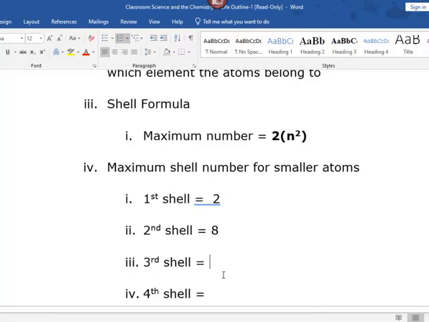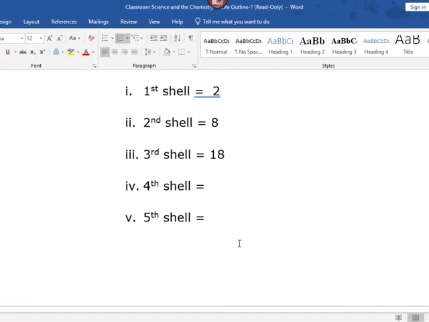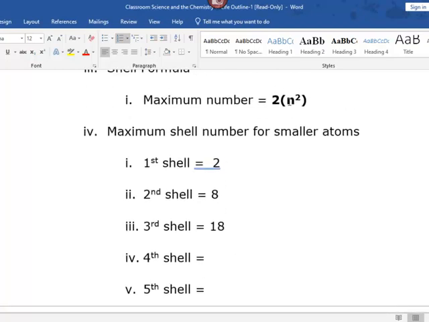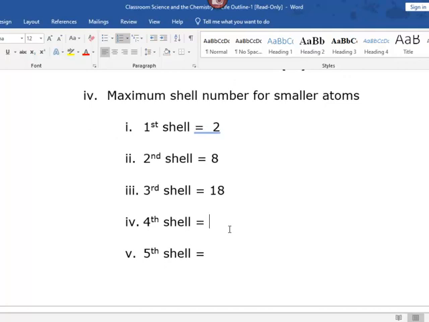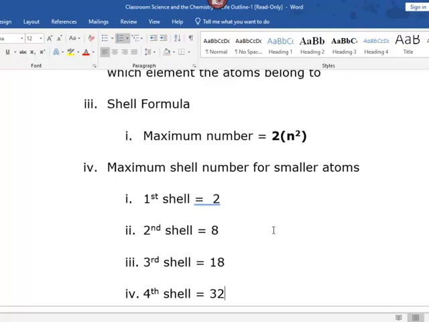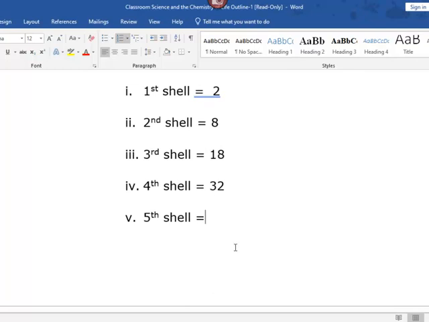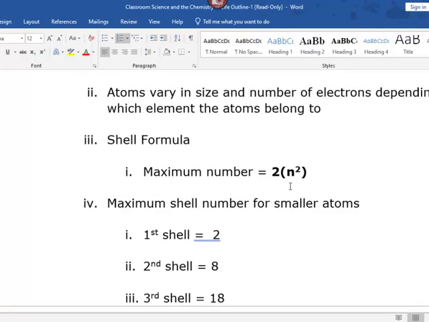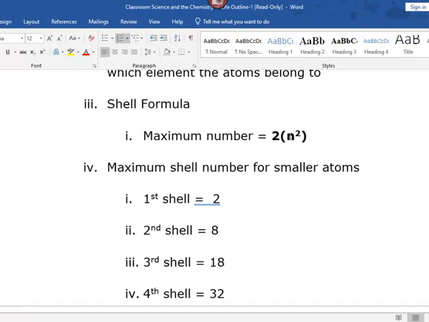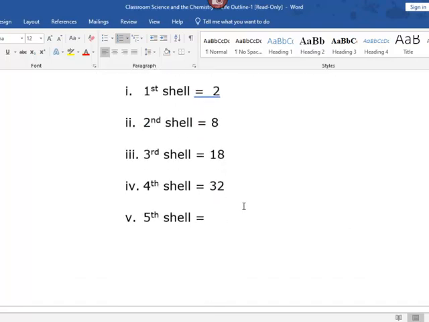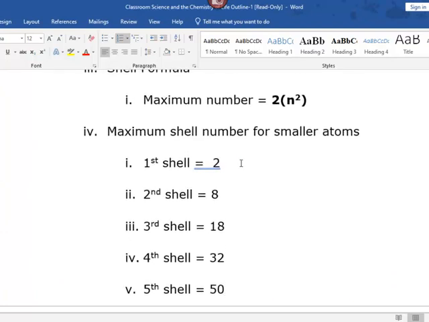This one can hold a max of 18, and if you put a 3 here, 3 squared is 9 times 2 is 18. We got big here. For 4, you put a 4 in this formula. 4 squared is 16 times 2 would be 32. A fifth shell, if you put a 5 here, 5 squared is 25 times 2 would be 50. Okay, good. Not going to get this big. But that's sort of the hierarchy.